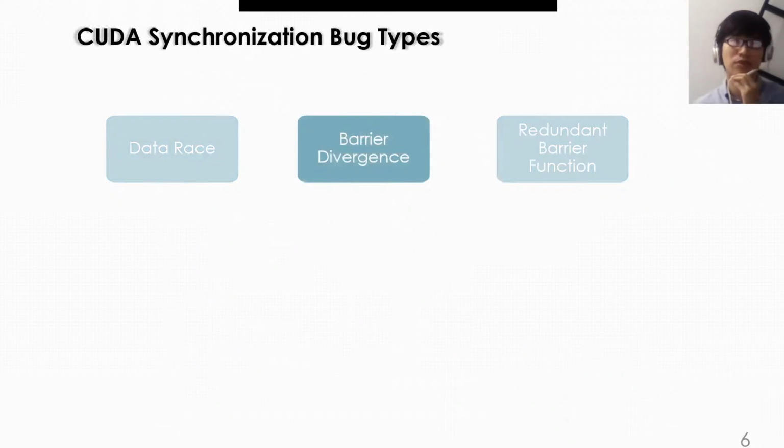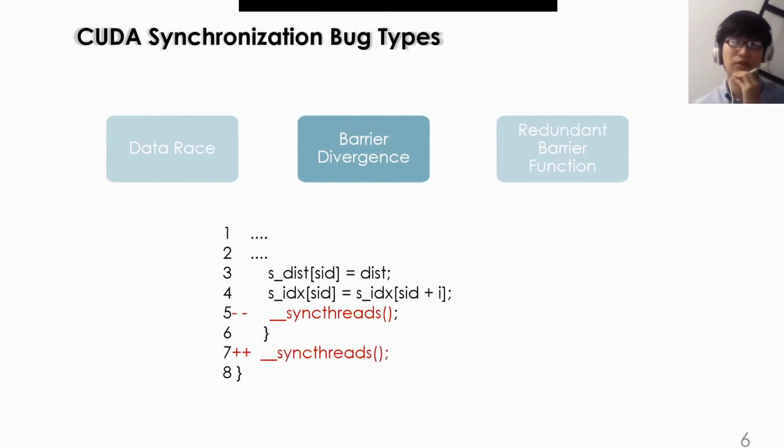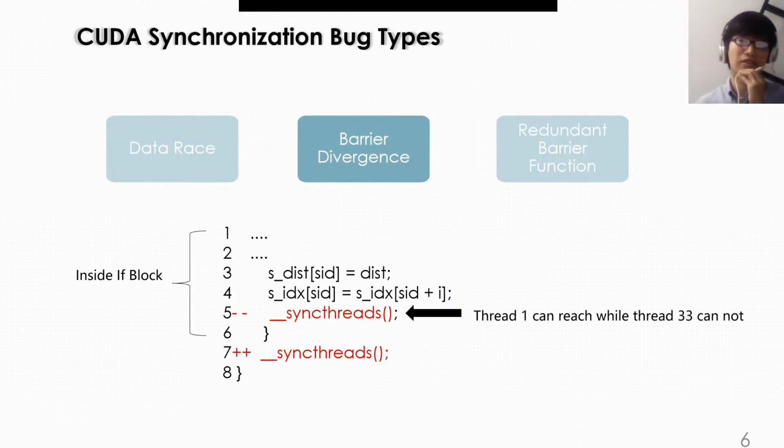Next, barrier divergence. This occurs when more than one thread belonging to the same block completes its task and leaves the barrier while some other threads in the same block have not reached the barrier yet. We also have an example here. From line 1 to line 6, all these statements are within the if block, and thread 1 can reach this barrier function while thread 33 cannot. So we call this a barrier divergence. We fix this bug by moving the line 5 barrier function to line 7.